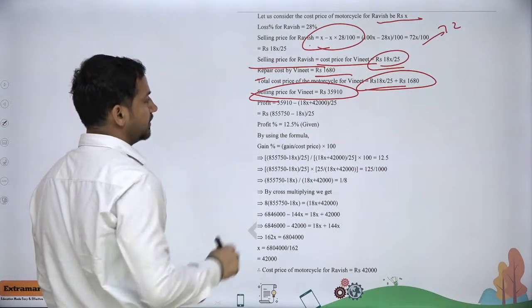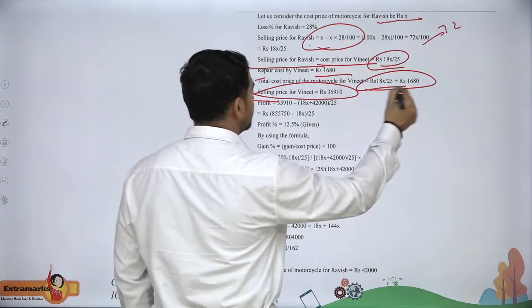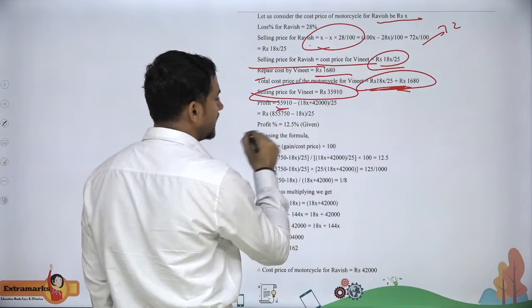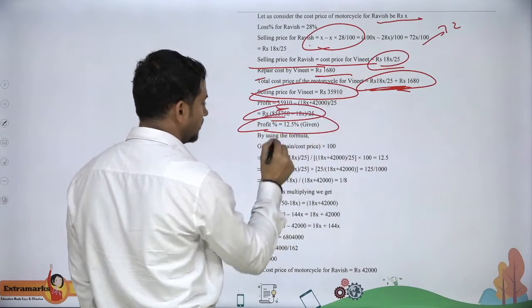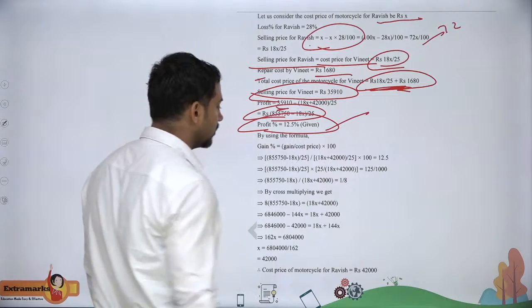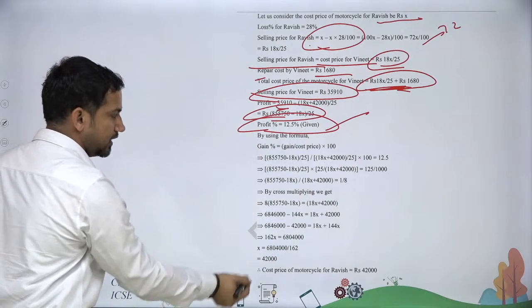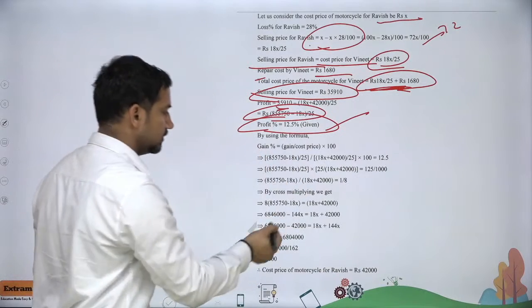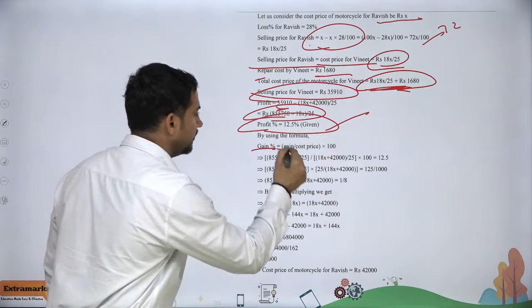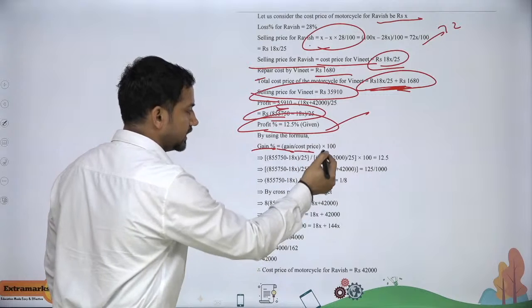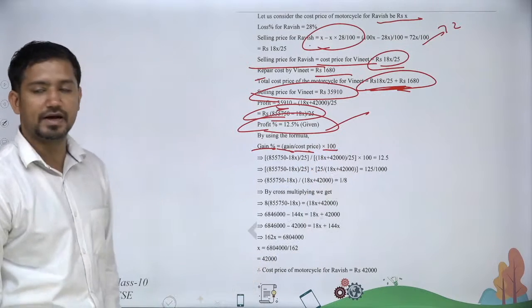So what is the profit? See, this is the cost price, this is the selling price. So SP minus CP, we get the profit. Okay, this is the profit in rupees, and the profit percentage is 12.5. Then we have to put in the gain formula: gain upon cost price into 100. We know that the gain percentage is 12.5, gain is rupees this one, and the cost price we know, into 100. Then we have to get the value of x.